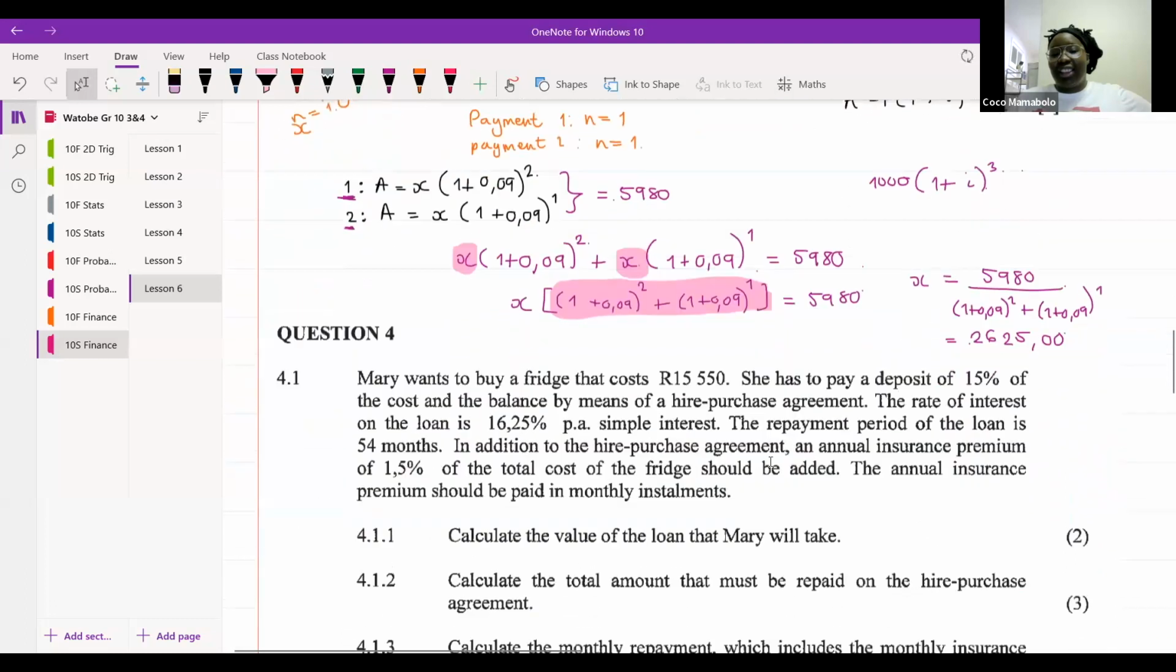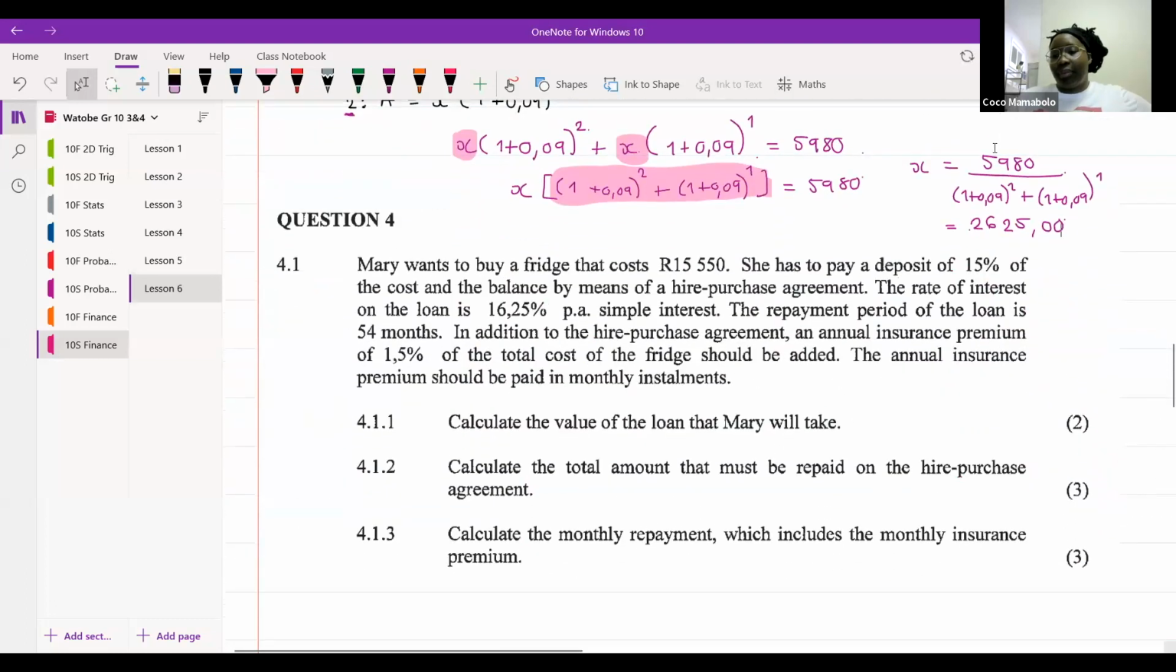All right, let's look at this next one over here. Right, it says here, Mary wants to buy a fridge that costs 15,550. She has to pay a deposit. As soon as we hear people calculating for a deposit, what do we know we're working with? What kind of part of finance is this?